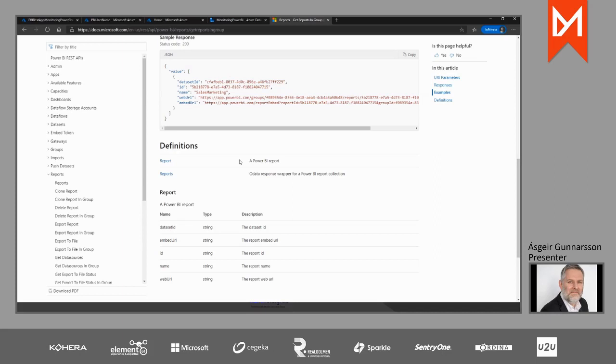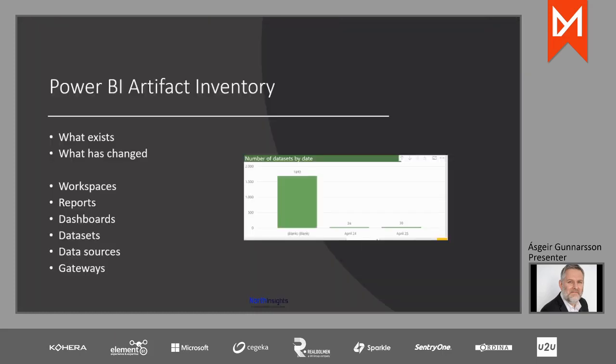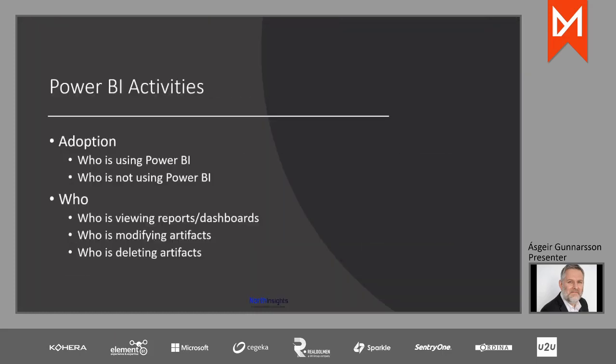Thank you. Okay, so let's go on. The next thing I'll talk about is the activities. And again, when you do activities, you're saying who did what, when. What I often see people use it for is just for governance purposes, saying who accessed this report, or who shouldn't have accessed it. But you can actually use it for many more things.